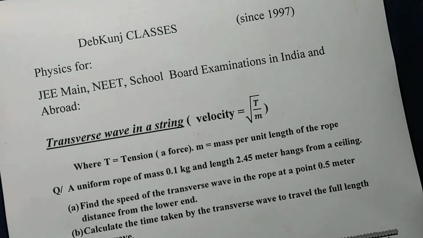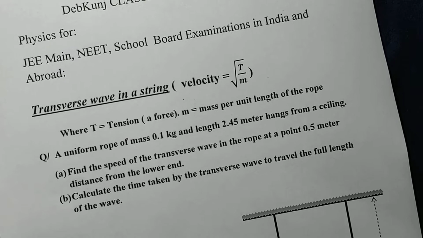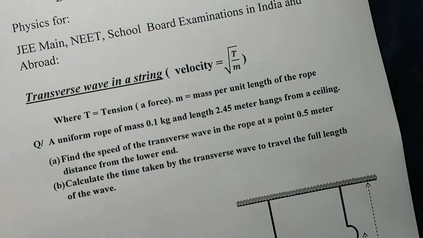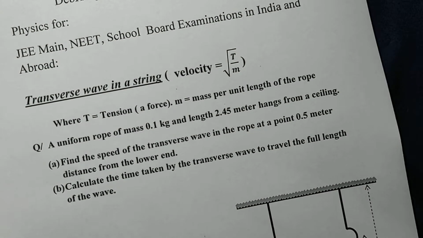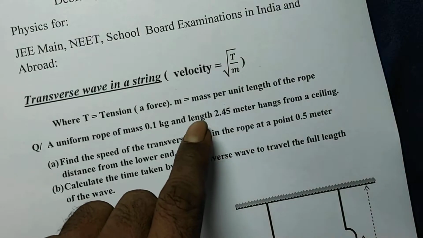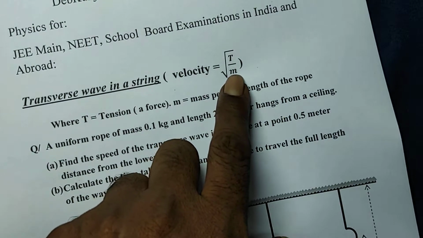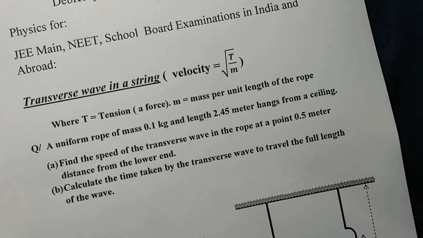Okay, dear students, let us discuss an important problem where I'll be finding the velocity of a transverse wave in a rope hanging from a ceiling, and I will discuss the various aspects of it. The velocity of a transverse wave in a stretched string or a hanging rope is equal to square root of T by m, where T is the tension, small m is the mass per unit length.